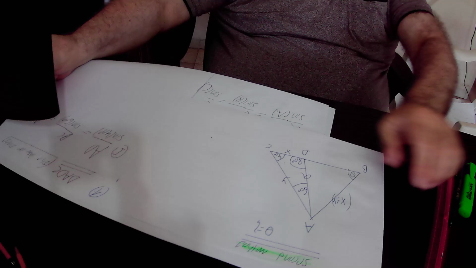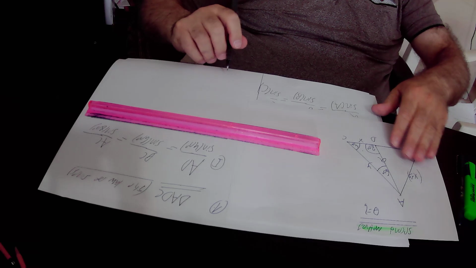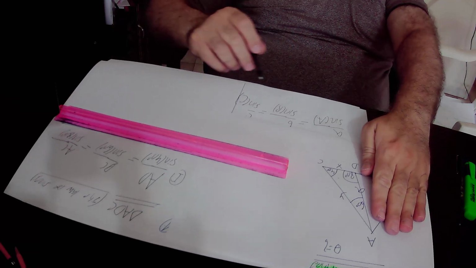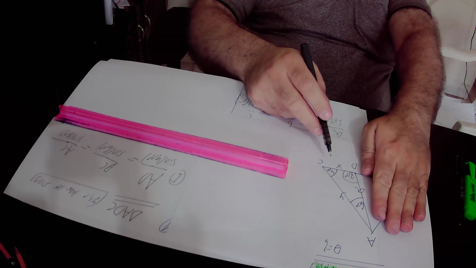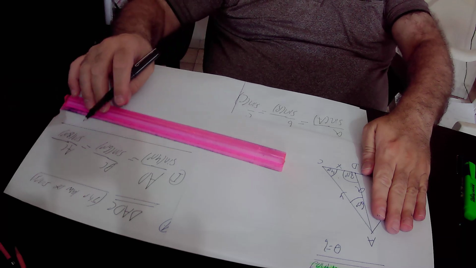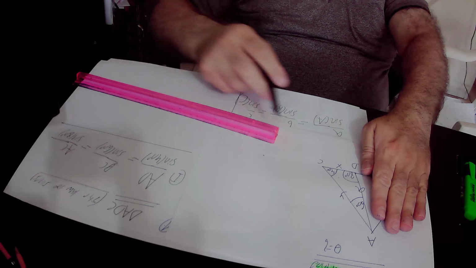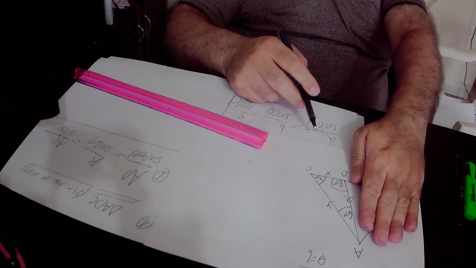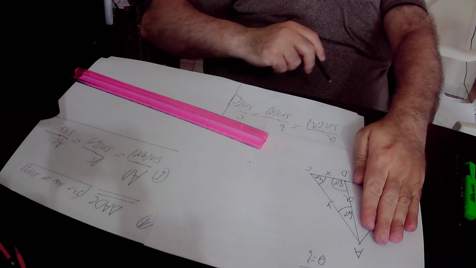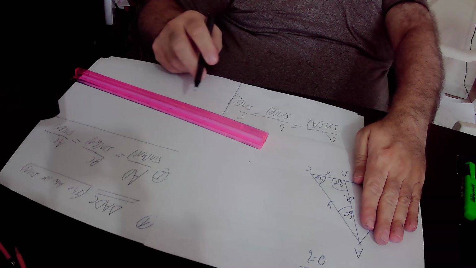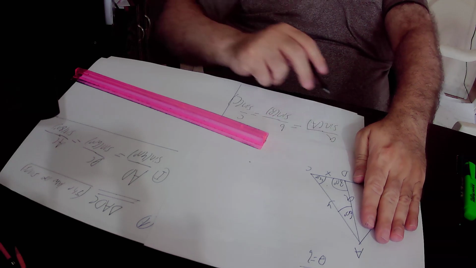Okay, I'll repeat again. In triangle ADC, AD over sine 40 degrees equals DC over sine 60 degrees, and this also equals AC over sine 80 degrees. So equation number 1 is the implementation of the law of sines in this triangle ADC.